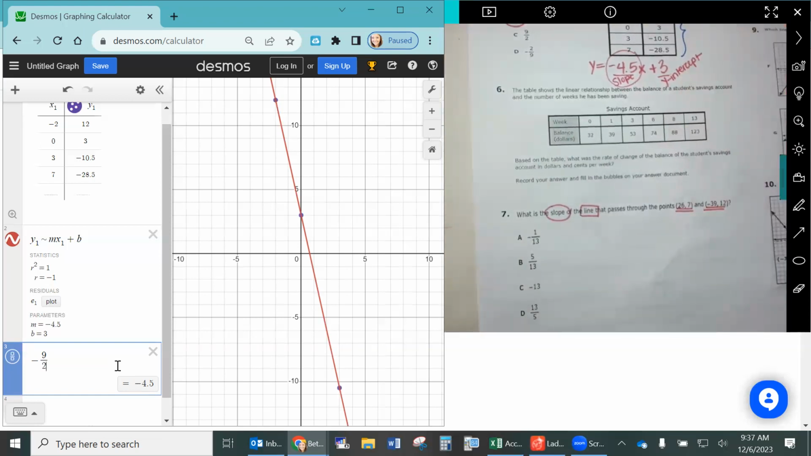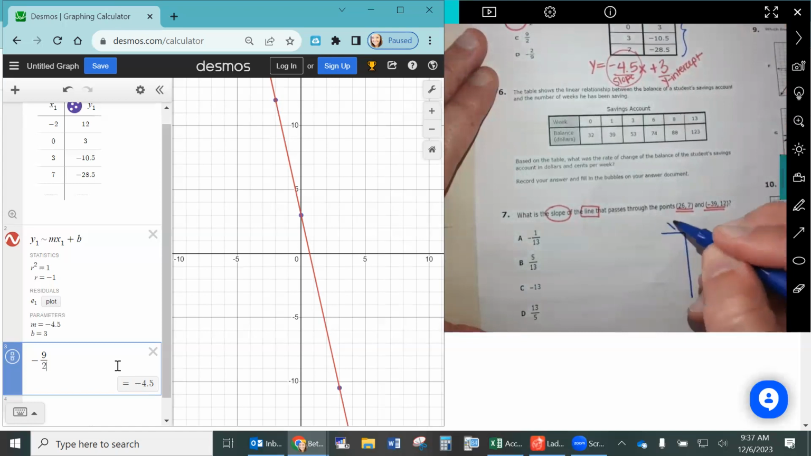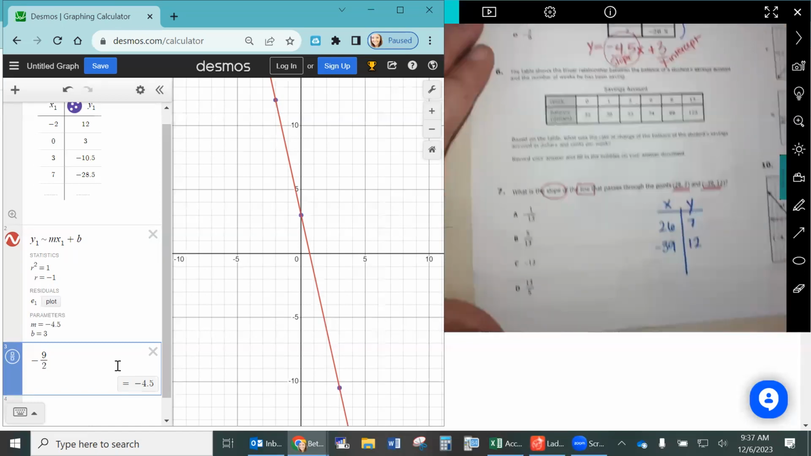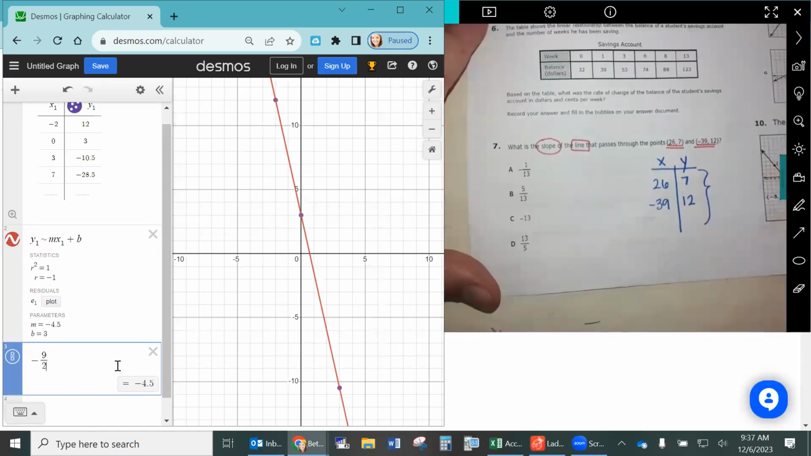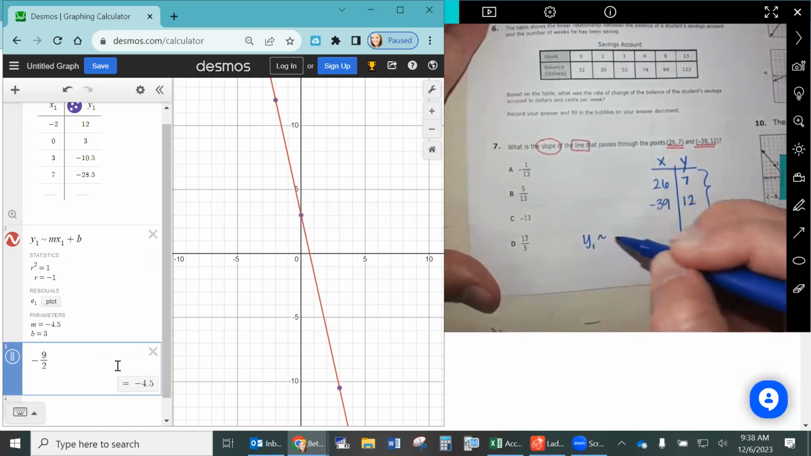So the first thing that I'm going to do is take those 2 ordered pairs, and even though they're coming to me in parentheses, I can turn that into a table very easily. Just put your X, Y at the top. (26, 7) is my first ordered pair. (-39, 12) is my second ordered pair. Then I'm going to put this into Desmos and do y1 squiggle m x1 plus b.